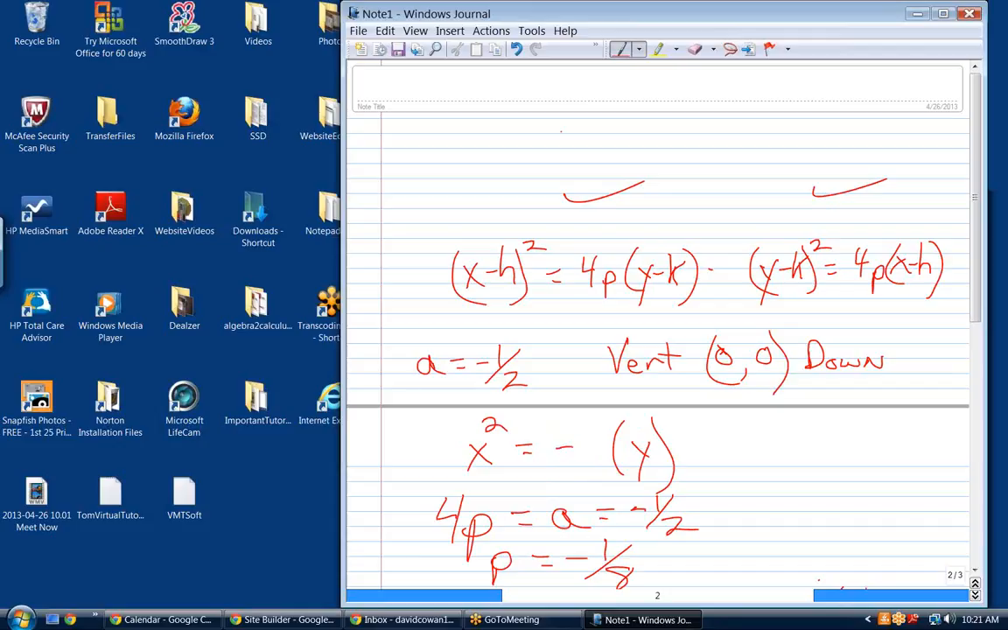In other words, if the only thing they wanted you to do was find the equation, there it is. Okay. So we didn't really need to find 4p. We just knew that A was the coefficient in front of the y. Yeah, that was good to know anyway.